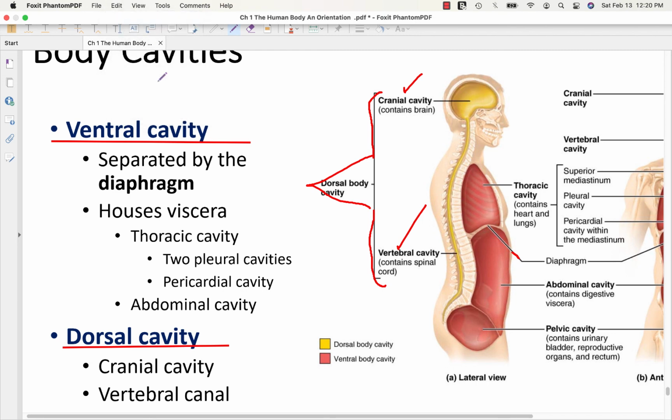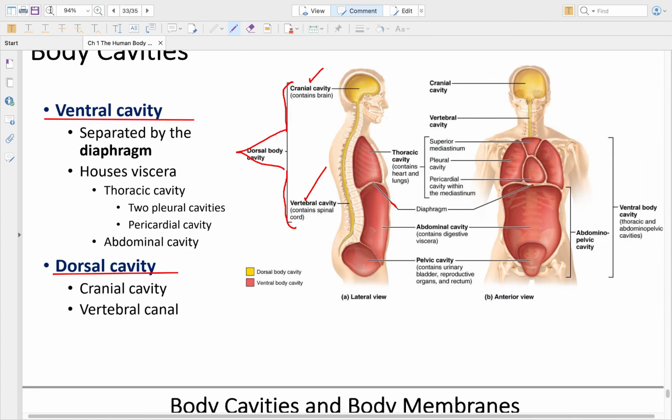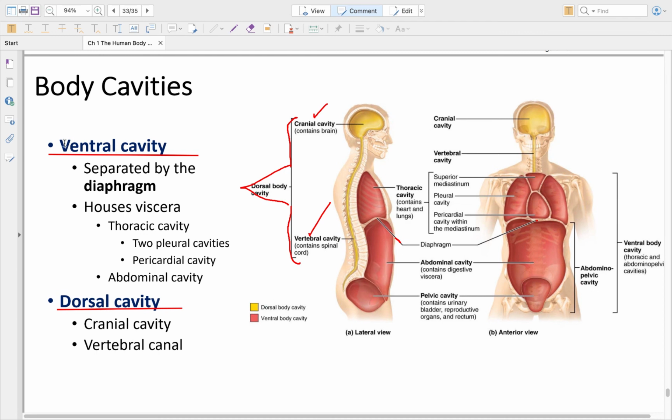Okay, let's recap that really quickly here. We have two major cavities, ventral, dorsal. Inside of the ventral cavity, we have the thoracic and abdominal cavity, which is separated by the diaphragm. Inside of the thoracic cavity, we have two pleural cavities that hold the lungs and one pericardial cavity that holds the heart. Now, dorsal, we have the cranial, which holds the brain, vertebral canal, which holds the spinal cord. Not too shabby, not too difficult either.